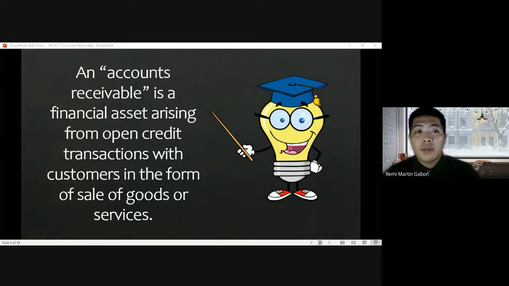Trading activities, credit sales revenue actually may also involve the receipt of a promissory note. But seldom lang kasi yung promissory note. Okay? Seldom lang siya. Usually, the involvement of promissory note are in big huge amount of debts na. For small debts like yung open credit transaction with customers, rare lang yan. Although it may occur. Okay?